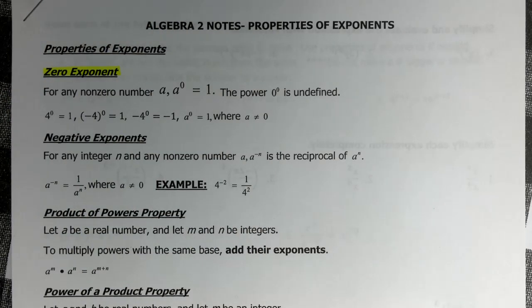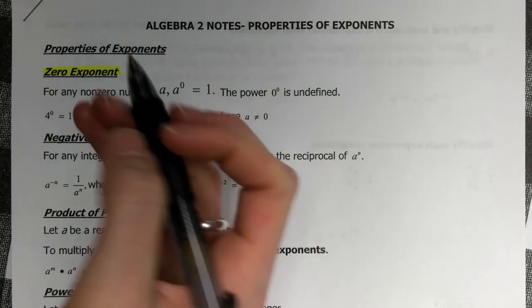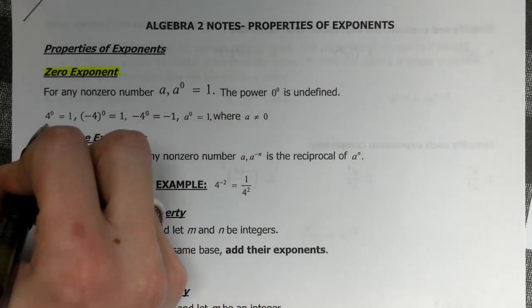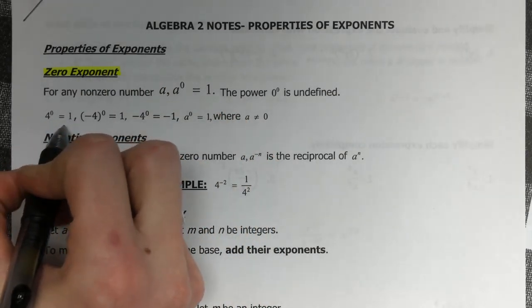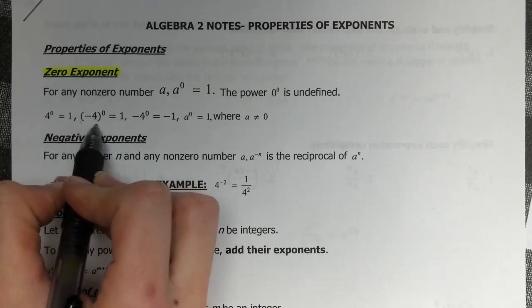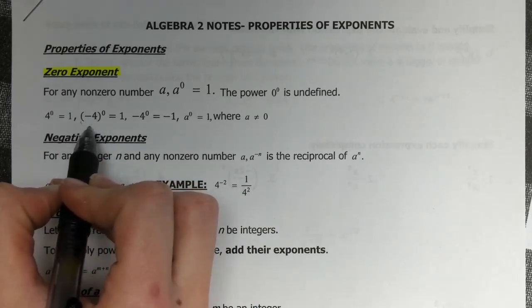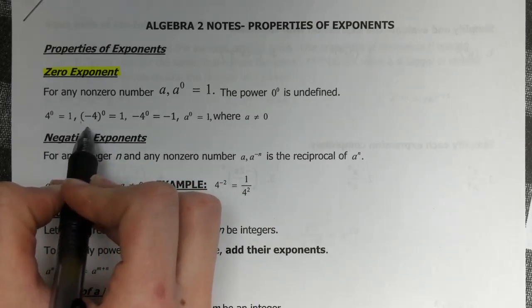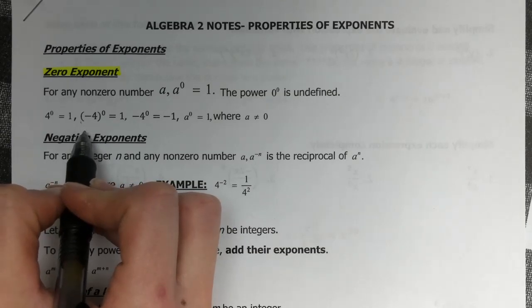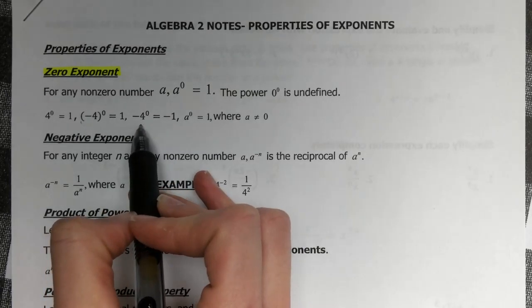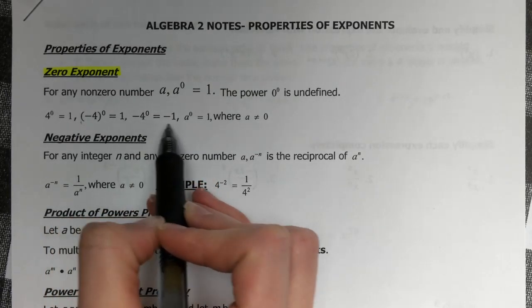Whether it's a number, whether it's a variable, no matter what it is, the answer is 1, okay? Now, 0 to the 0 power is undefined, but anything else to the 0 power is 1. So, if I have 4 to the 0 power, that's 1. If I have a negative 4, notice it's in parentheses, to the 0 power, that's 1. If I have 5 million to the 0 power, that's still going to be 1, okay? But this says if I have negative 4 to the 0 power, that's a negative 1.